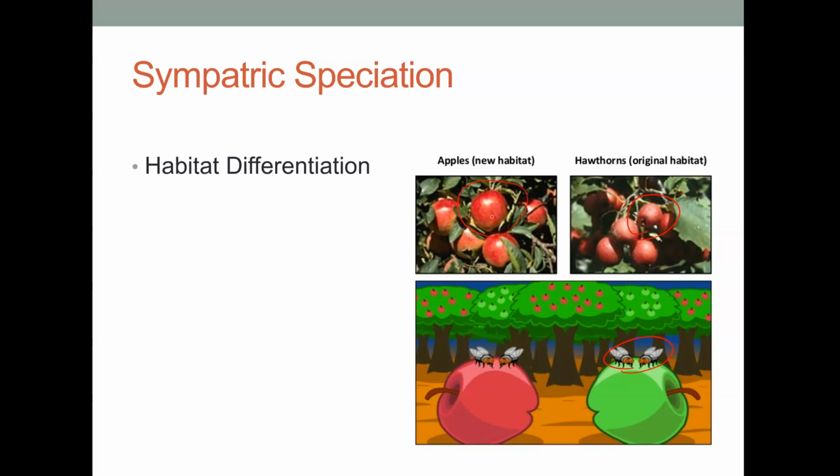Because they had a different food source, for lack of a better word, they started to change their habitat. And eventually we now have two different species of flies: flies that utilize hawthorn trees as their egg-laying choice, and flies that utilize the apple trees as their choice for egg laying. Another example of sympatric speciation.